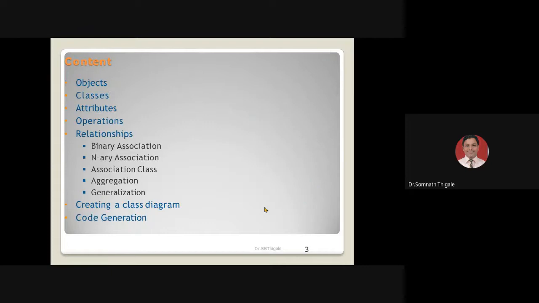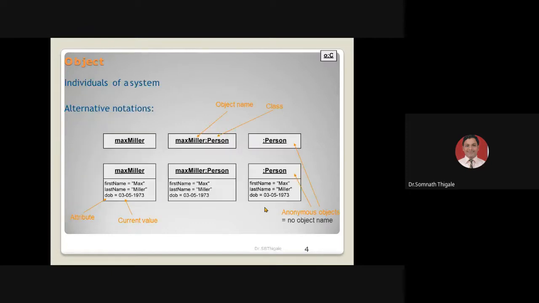So let's discuss what an object is first. Object is nothing but anything in the real world, maybe a conceptual part or maybe an imaginary part, and we are going to call it an object. And how to represent the object? A simple rectangle is the notation to represent the object in UML. This part, Max Miller, is called the object name, and the class from which it is drawn is called the class. So Person is the class and the object is Max Miller. This is an unnamed object, this is a named object.